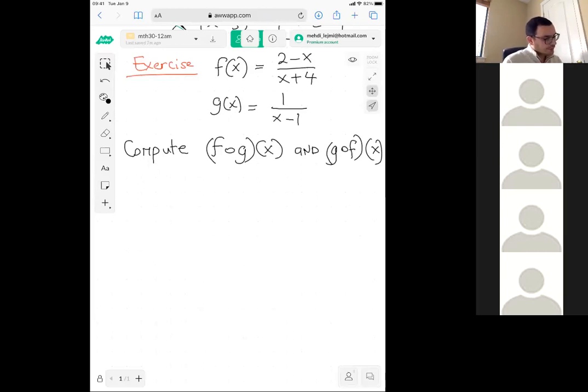For G over F, I think I can guess the answer. G over F minus X plus 1.